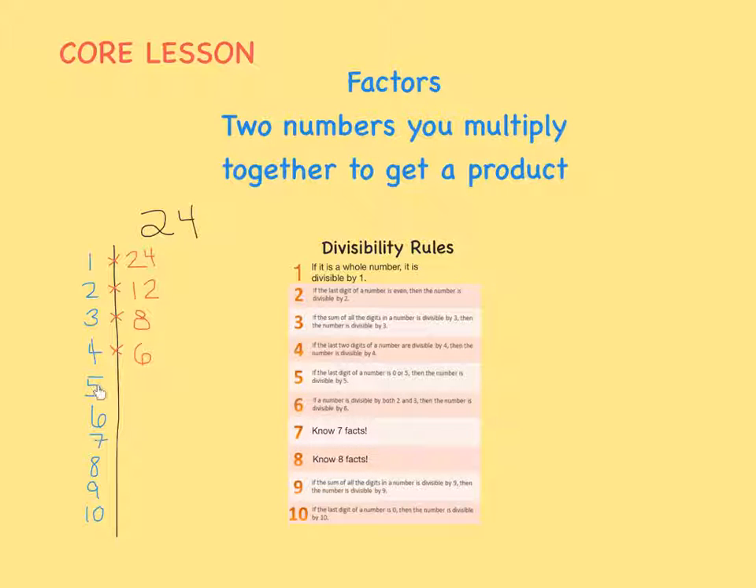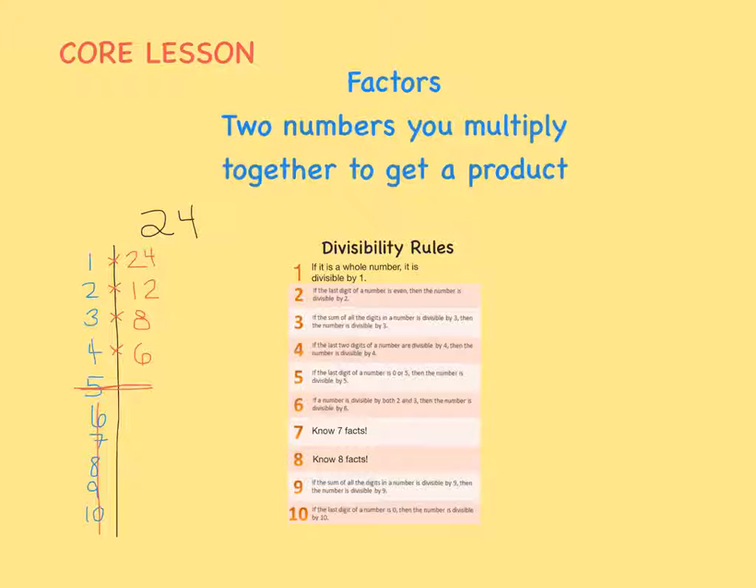What about 5? Well, it says the last digit must be 0 or 5. The last digit is a 4 here, so it must not be divisible by 5. I'll go ahead and cross that one out. The next one we need to try is 6. But wait, we already know that 6 is a factor on this side. Once we start repeating ourselves, that means we're done looking for factors and we can stop. I'll cross out the rest to show that I'm done looking.